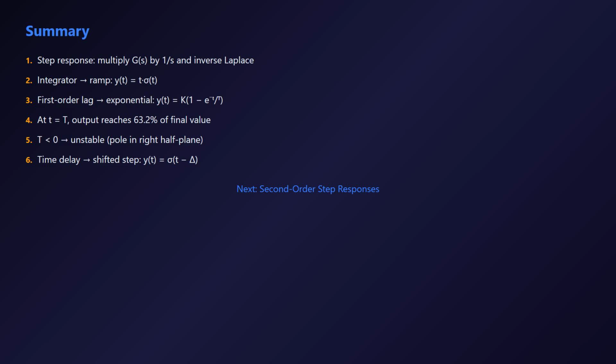Excellent work. In this lesson, we learned that the step response is computed by multiplying g of s with 1 over s and taking the inverse Laplace transform. The integrator gives a ramp. The first order lag gives an exponential rise toward K, with time constant T determining the speed. A negative T means instability, and the time delay simply shifts the step by delta. Next, we will study second-order step responses.